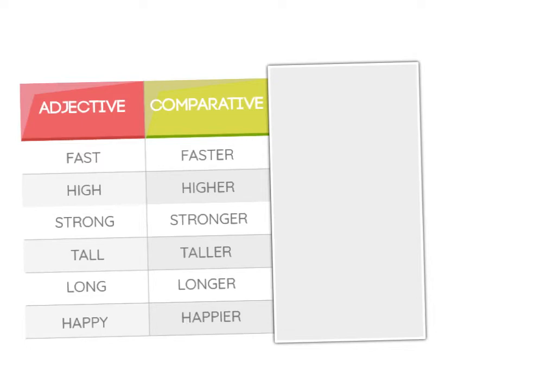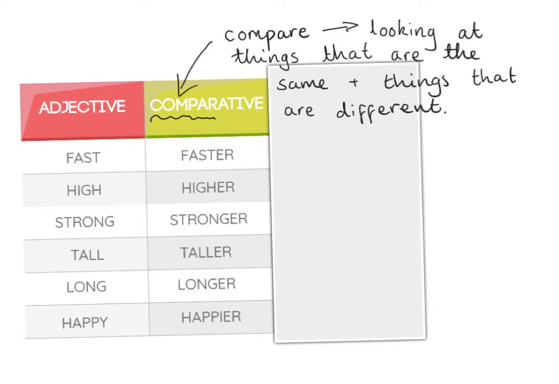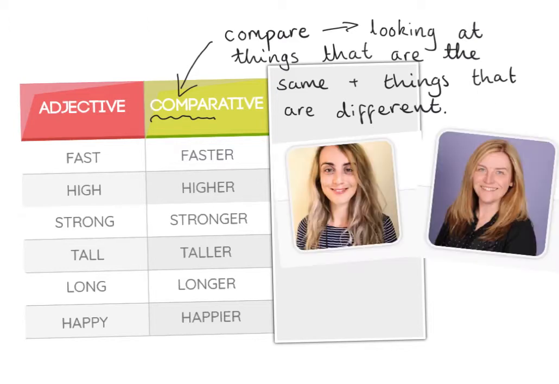So you might have spotted, and well done if you have, that the word comparative looks a bit like the word compare. And comparing is looking at things that are the same about something or someone and things that are different. So for example, here is a photo of me, here is a photo of Miss Green. We both work in Year 3, so that's a similarity, something that's the same. We both have the same or similar hair colour, so that's the same. Things that are different, well, I have green eyes and Miss Green has blue eyes, so that's a difference.